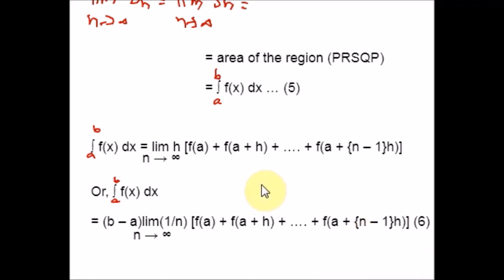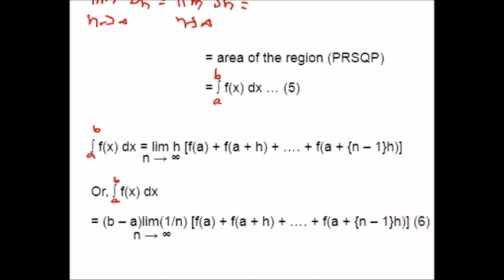This equation is the definition of definite integral as the limit of a sum. Hope you're clear with this one? Please notice that the value of the definite integral of a function over any particular interval depends on the function and the interval, but not on the variable of the integration that we choose to represent the independent variable. Hence, the variable of integration is just a dummy variable. Hope you are clear with this one?